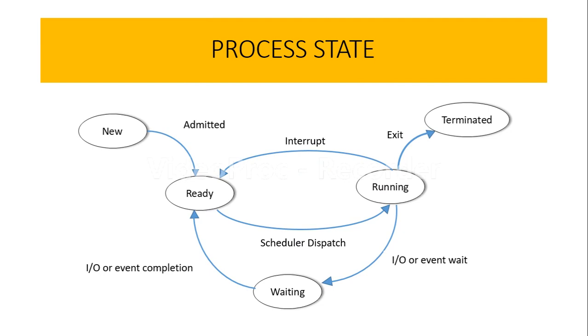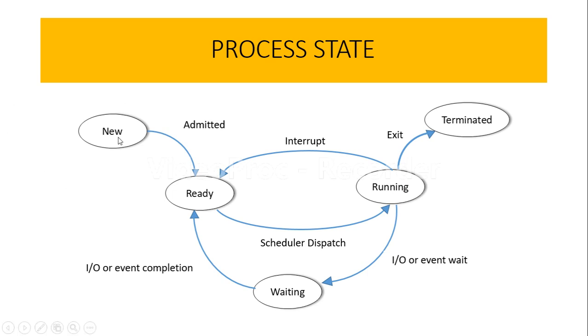Fine. So this is the diagram of the process state. Let me explain this with each and every state in detail. Let us start from the new state. The new state is when we are creating the process. That means whenever we are loading the program onto the main memory, we call it a process in the new state.